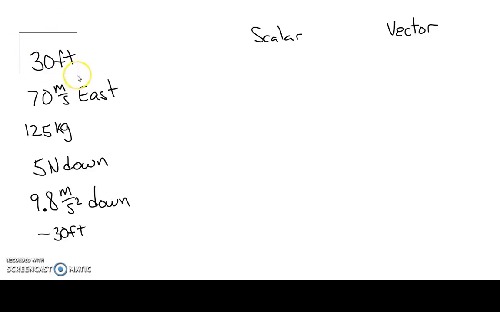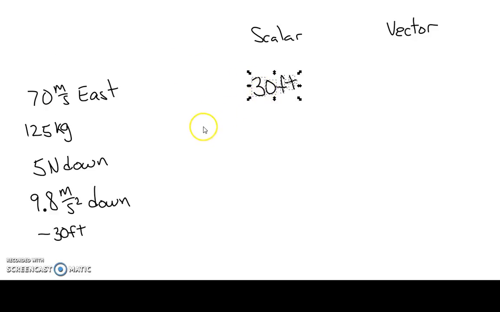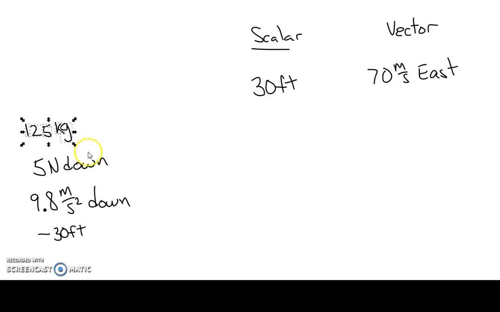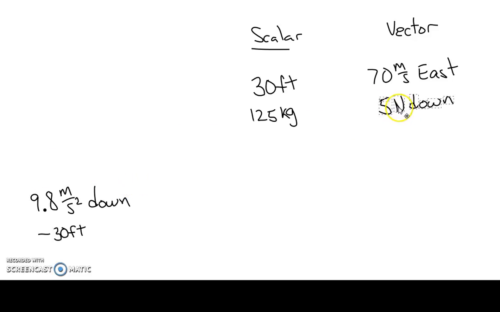The first one we have is 30 feet. Now 30 feet, because it has no direction associated with it, belongs in the scalar section. It is in fact a scalar. We have the next one, 70 meters per second, east. East is a direction, so therefore 70 meters per second east is a vector. We have 125 kilograms. 125 kilograms has no direction, so it belongs in the scalar. We have 5 newtons. N stands for Newton, unit of force. It has a direction of down, therefore it is a vector.